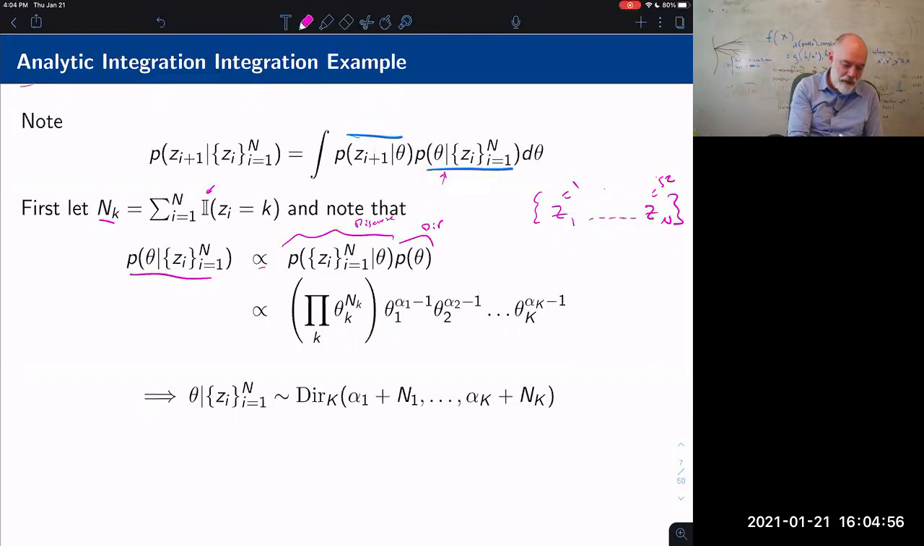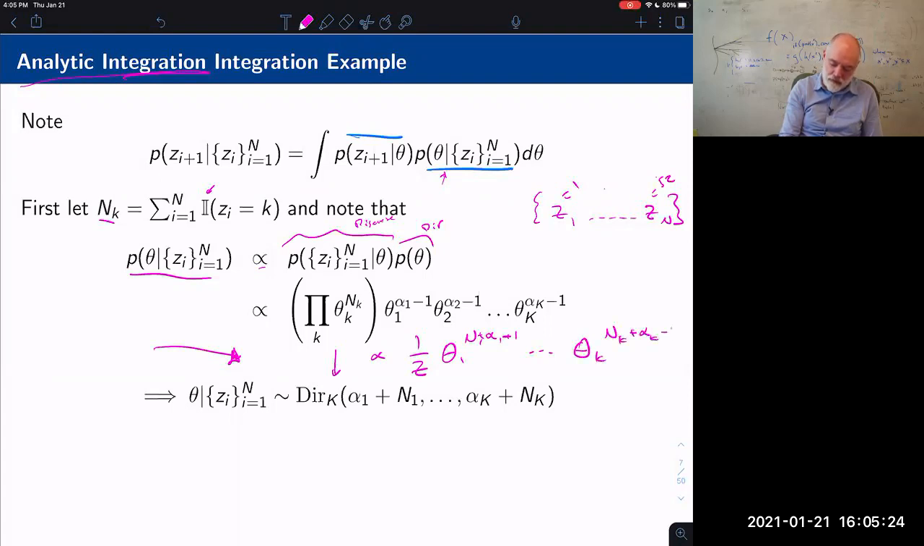This is where it happens, right here, right in between here. In order to go from here to here, you have to have solved an integral. What integral did you have to solve? We've got 1 over z. This is proportional to 1 over z of theta 1 to the n1 plus alpha 1 minus 1, through theta k to the nk plus alpha k minus 1. Okay, so that's the distribution. So what is this z?